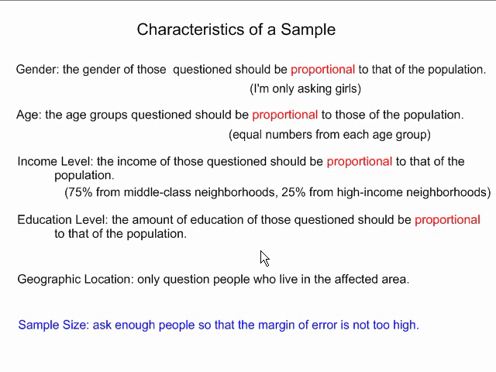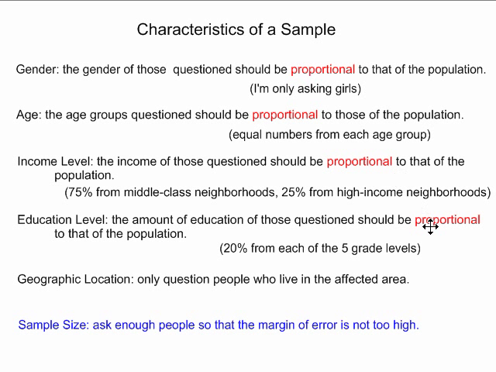Education level usually means you want to make sure that the amount of college graduates and high school graduates you question in a survey are proportional to that of the population. But in this case, we can modify that. The population is a high school, so let's say there are 5 levels in the high school, 5 grade levels. Well, we will make sure to ask 20% of the people in our survey from each of the 5 grade levels so that all are represented.